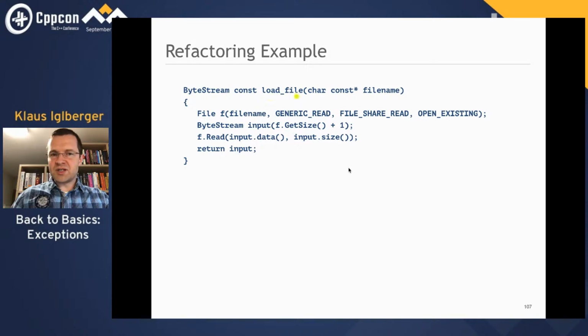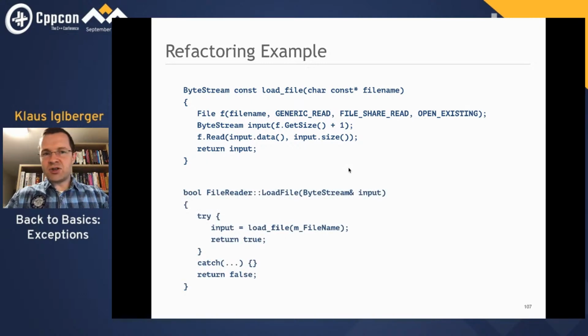Note that this function is now called differently. It also has different semantics. It gets a file name as a parameter. It returns a byte stream. I changed a lot. But this might be the function that I need.